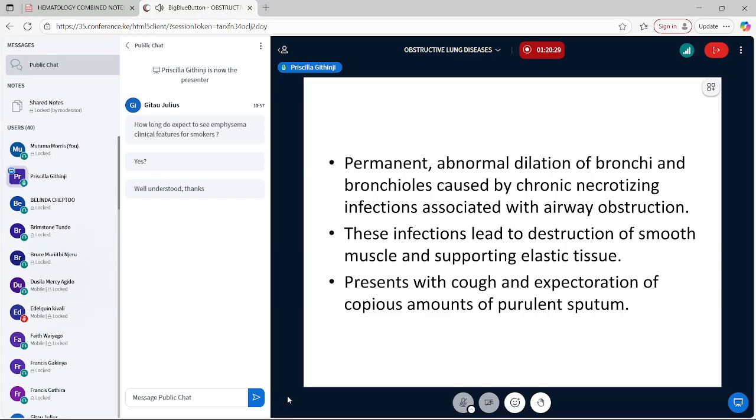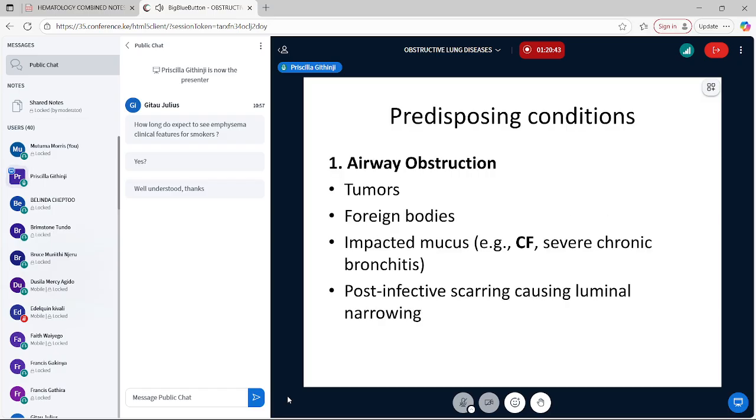Copious means that whatever they're coughing out is a lot. They produce a lot of sputum. Purulent means it looks like pus. And we'll see why.